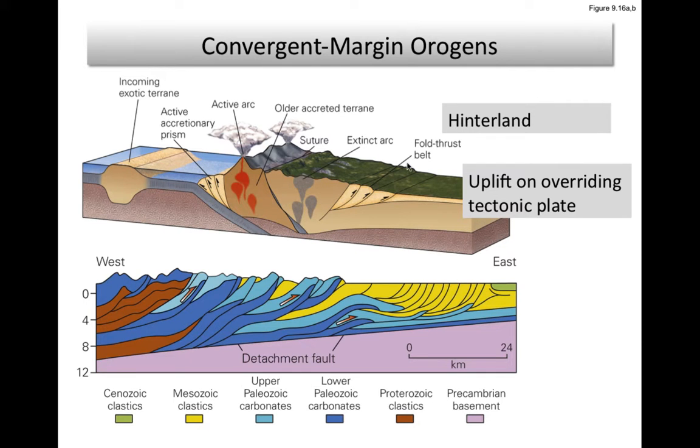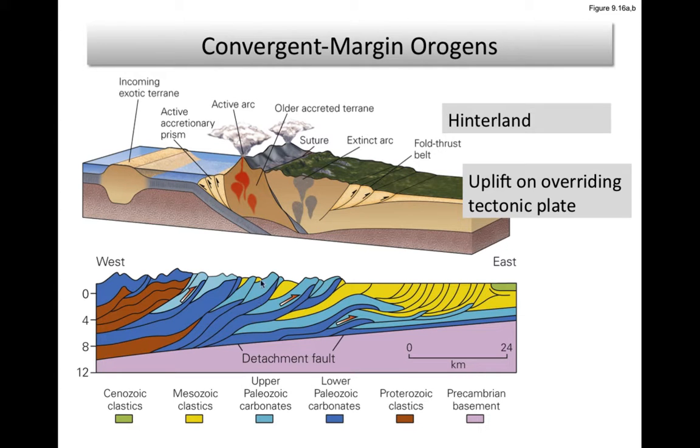And the hinterland refers to the back arc, the regions behind the main convergent margin over here. And then we do see these thrust slices, right? And what's going to happen here is these thrust slices will be pushed over the top of this detachment fault. So the detachment fault is a long fault upon which these thrust slices move up over.